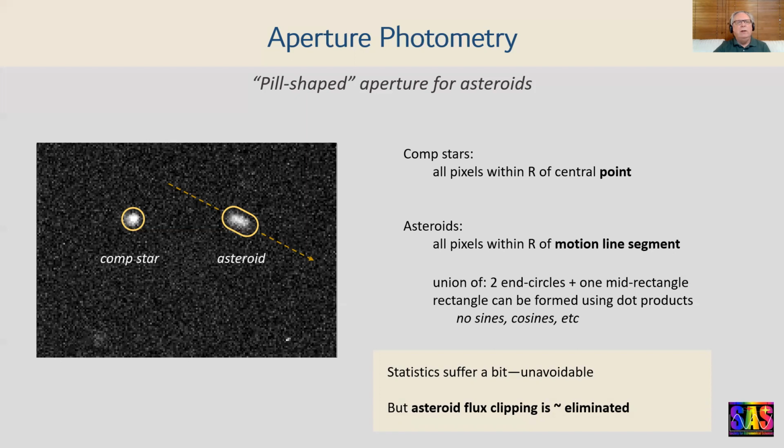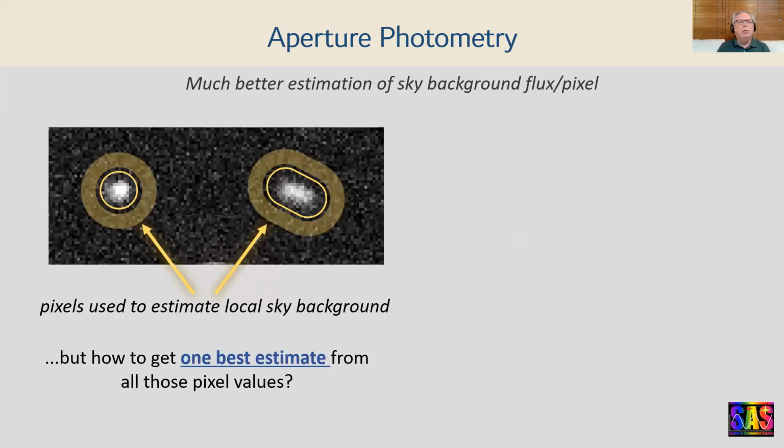Now, that's how you get the central aperture accurately. How do you handle the sky background? Second aperture photometry improvement. The shaded areas around the central apertures are the pixels used to estimate the local sky background. And it's not that hard to collect all the different pixel values, the ADUs or intensities of each pixel, but then how do you get one best estimate to subtract from the aperture pixels?